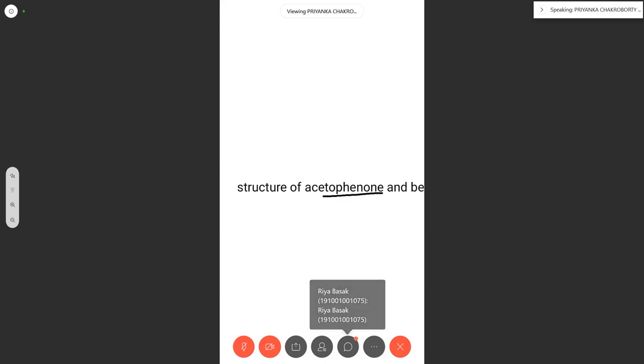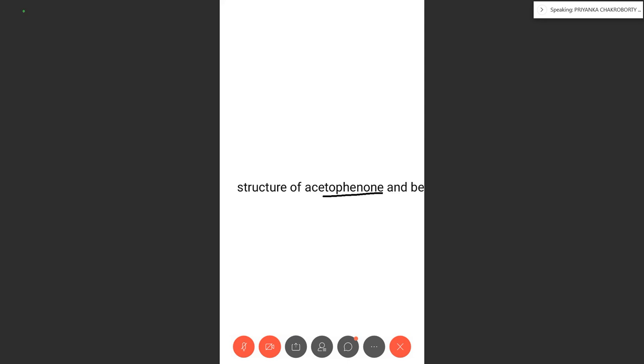Structures of acetophenone and benzophenone. Acetophenone has only one phenyl group, and in benzophenone we have two phenyl groups. That means C double bond O is for one ketone, and the two free hands of carbon are replaced by alkyl or phenyl groups.